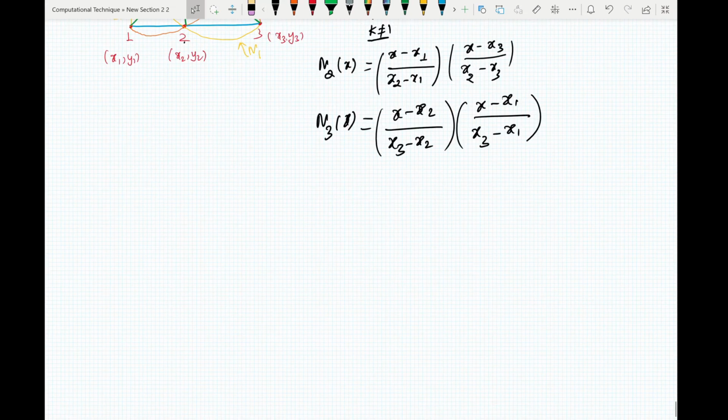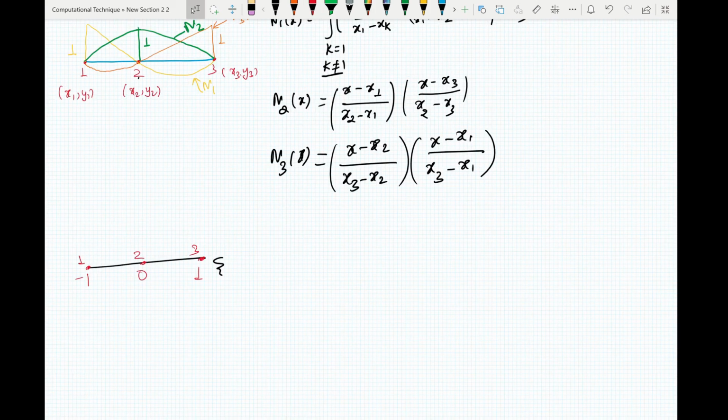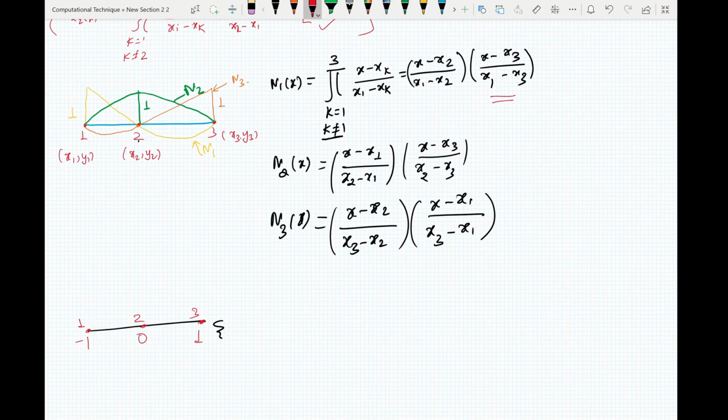In this case, you can have the xi axis here, and you can have 3 points. You can have xi at -1, xi at 0, xi at 1, and this can be your node 1, node 2, node 3. Now in this case, you can look back here and you can substitute the values of the coordinates. Now let's see what you get.